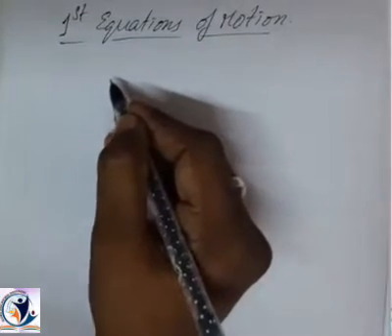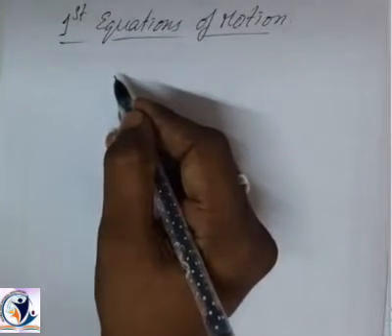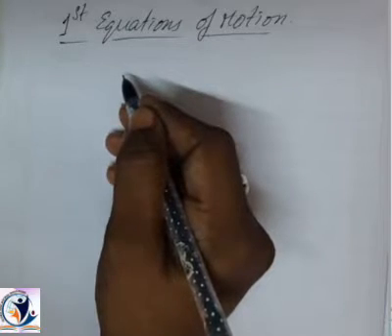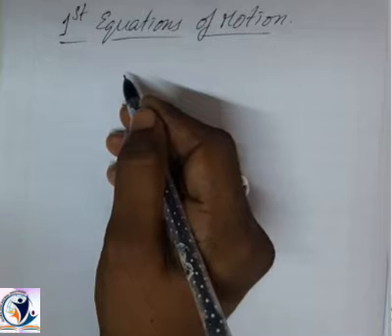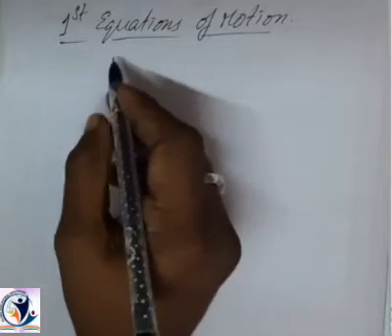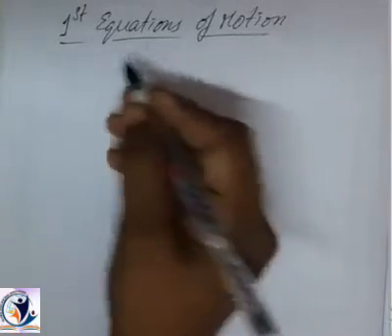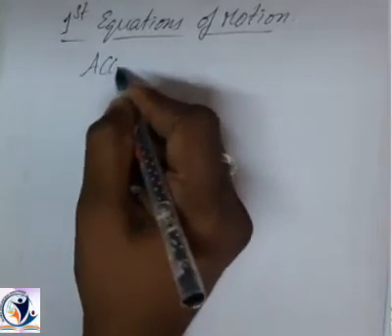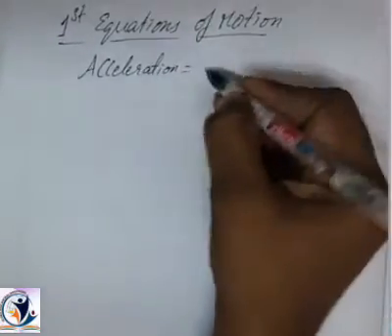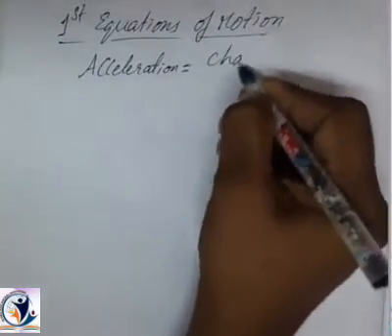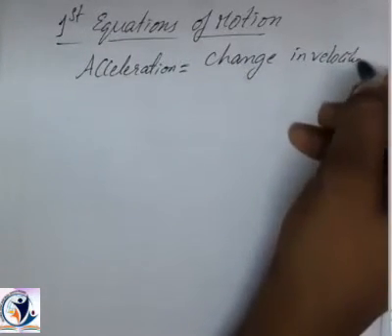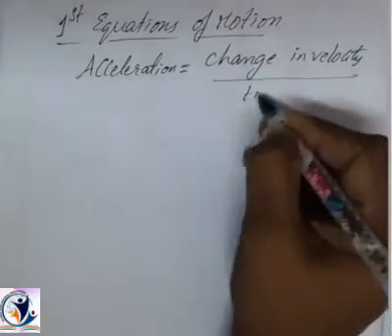Until now, we have seen so many things: distance, displacement, speed, velocity and acceleration. That means finally we have concluded with the concept of acceleration. Let us take that concept itself. What do you mean by acceleration? How are you going to define acceleration? Acceleration is equal to change in velocity by time.